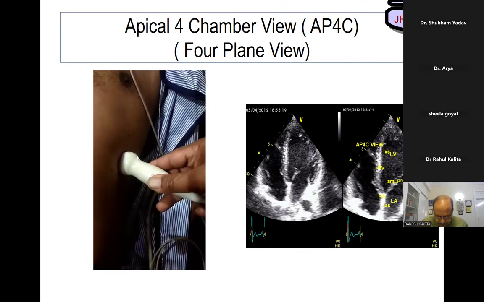My question is regarding the 16 segments that you explained. When we are seeing in apical 4-chamber, it is easy to understand that this is the septum and that is the lateral wall. But in apical two-chamber and three-chamber, it is difficult to visualize or imagine the posterior wall and inferior wall. Can you explain it once more, sir?